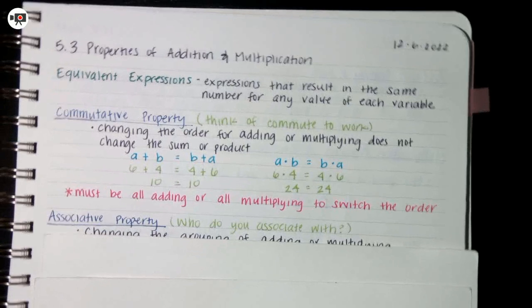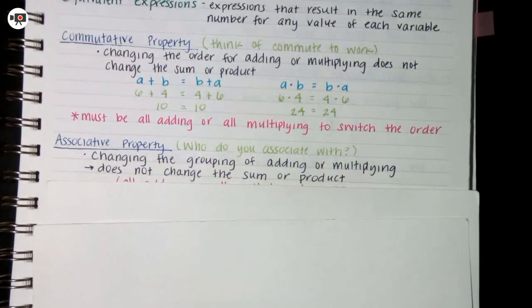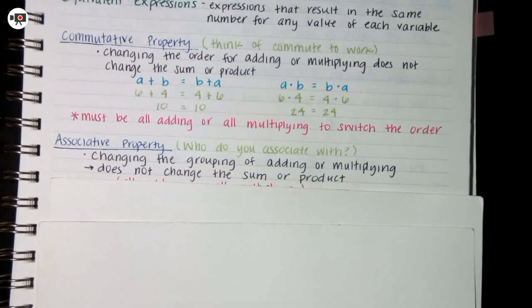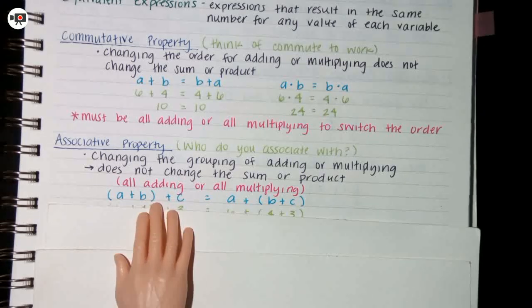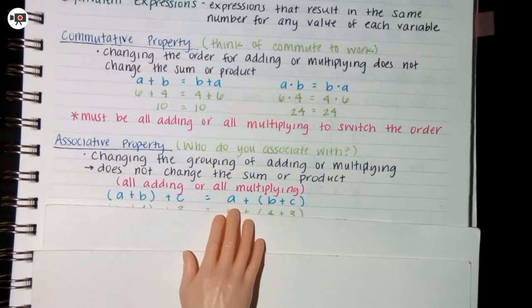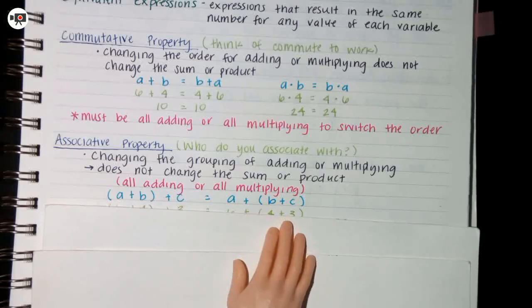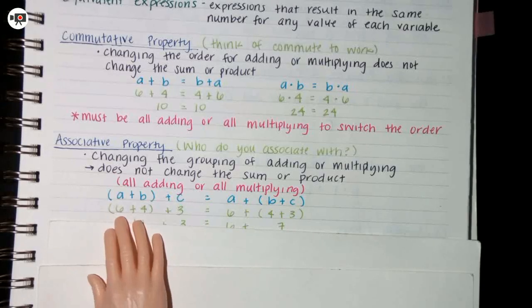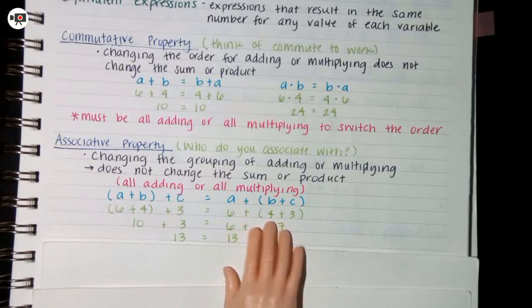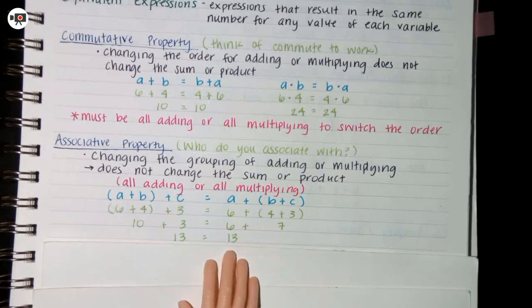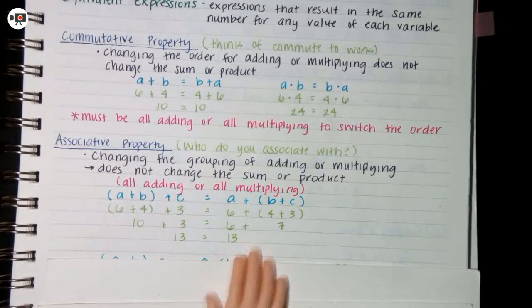So the associative property says that changing the grouping of adding or multiplying does not change the sum or product. So think about, who do you associate with? Who are your groups that you hang out with? So if that is (A plus B) plus C equals A plus (B plus C). So if I have 6 plus 4, that's 10, plus 3 is 13. Or I have 4 plus 3 is 7, and 6 plus 7 is 13. So it works for addition.